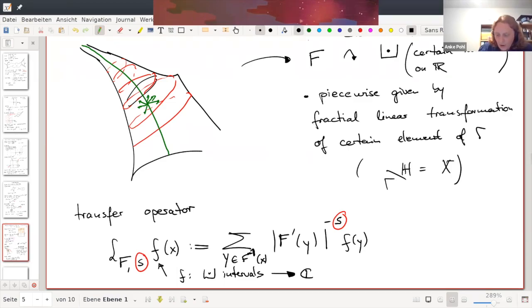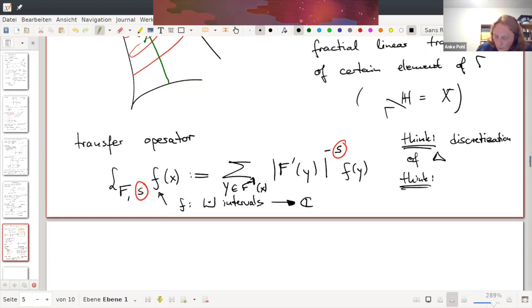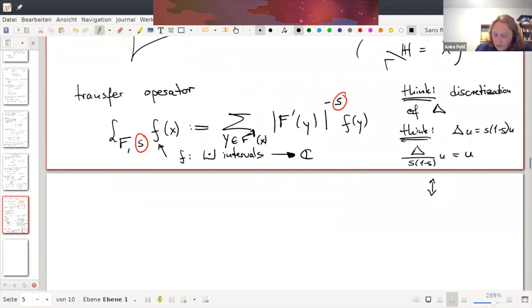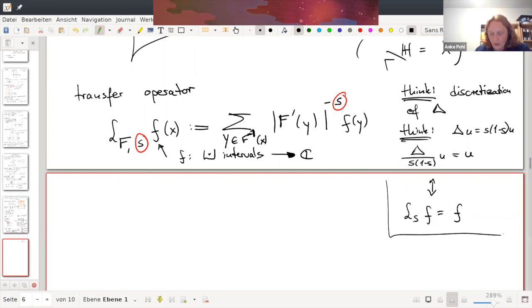Think about this operator as a discretization of the Laplacian. And then essentially also think this: when you have an eigenfunction here, it does not need to be an L2 eigenfunction. Think about this eigenfunction more like the eigenfunction of your Laplacian divided by the eigenvalue. And then say if everything is fine, they should somehow correspond to an eigenfunction here with eigenvalue 1. It looks strange at the moment, but this is actually true.